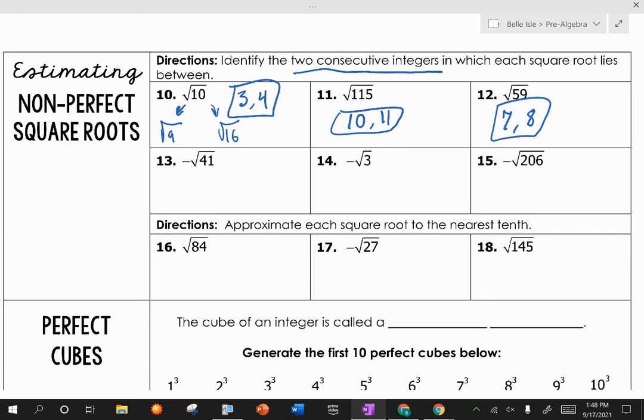Yep. Okay, so I would like for you to try 13, 14, and 15 on your own. Okay? Don't let the negatives trip you out. Just forget them, and then just make sure you tack them onto your answers at the end. Okay? So 41, 41, and 36.